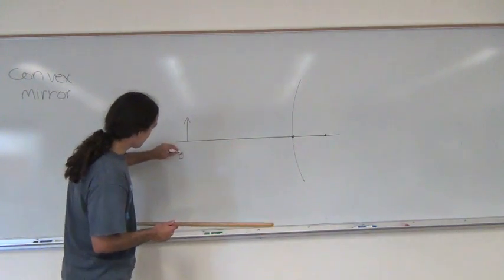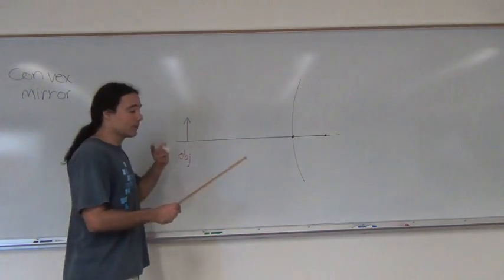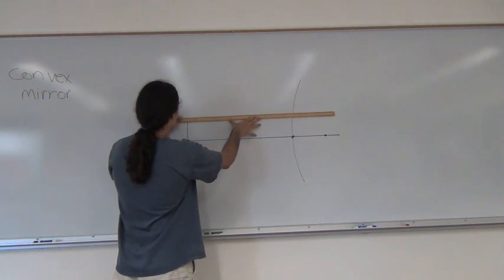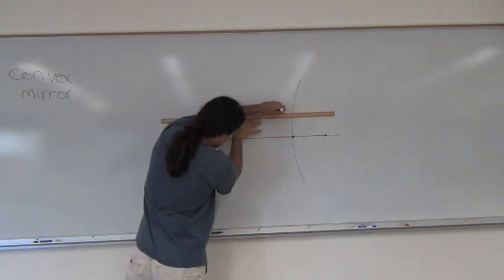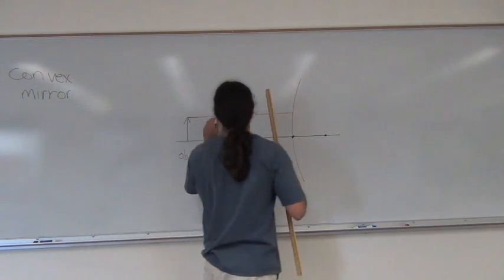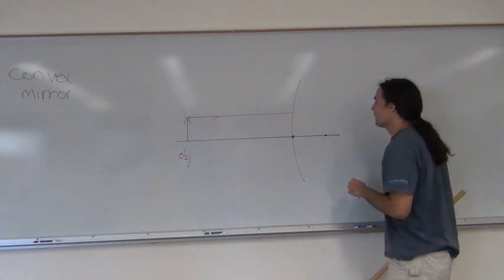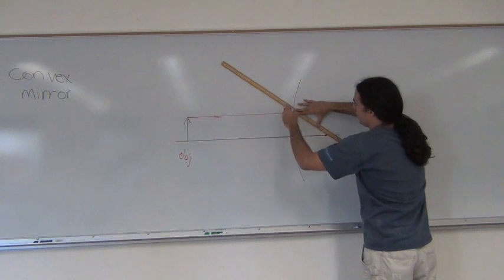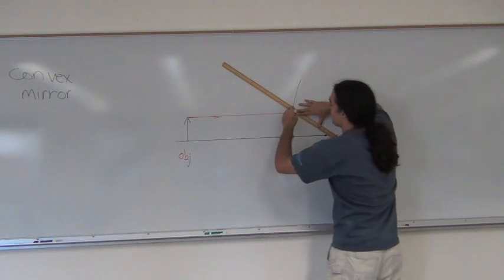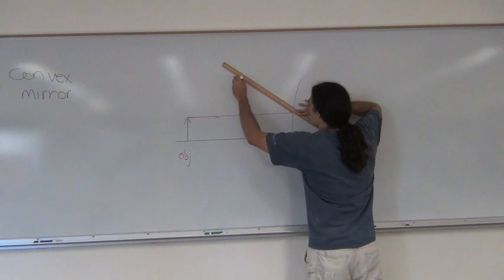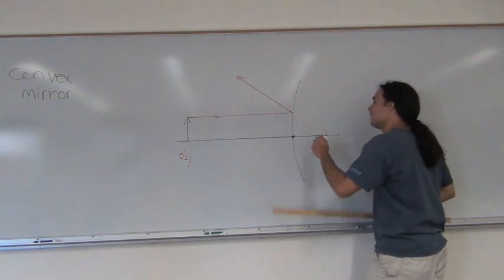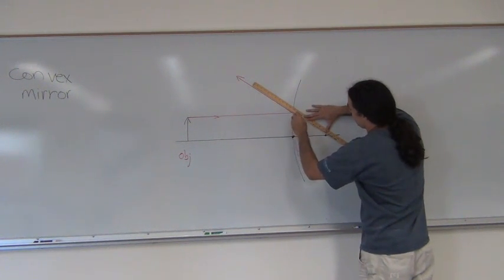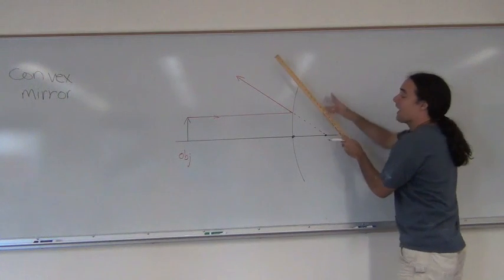Well, here is my object. We're going to do some ray tracing. Let's just trace a few rays. First one, let's have that ray go in horizontally. So my incident ray comes in horizontally. We'll have the ray that passes out appear like it's coming through this focal point. So my reflected ray, we can just trace that back down, and it will appear to be passing through that focal point.